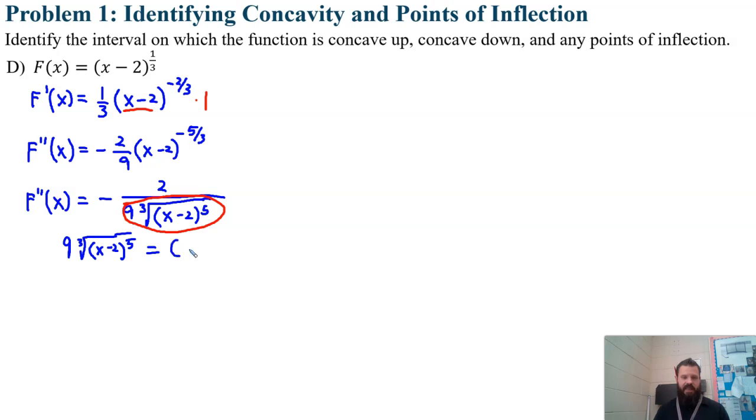All right, so we'll set the denominator equal to 0. Okay, it looks messy, but pretty simple to solve. You could think of kind of undoing the left side. If I divide both sides by 9, raise the third power, take a 5th root, if I do all that to 0, nothing happens to the 0. So in other words, we're just looking at where this x minus 2 equals 0.